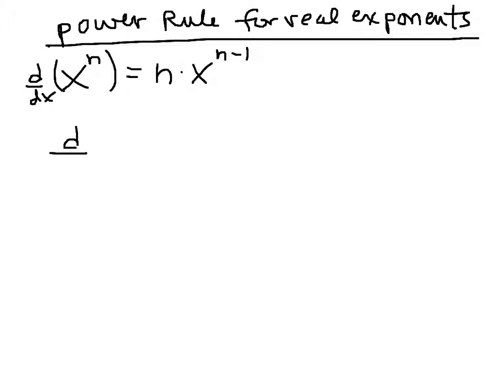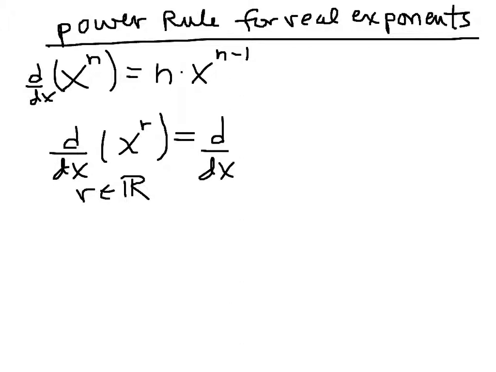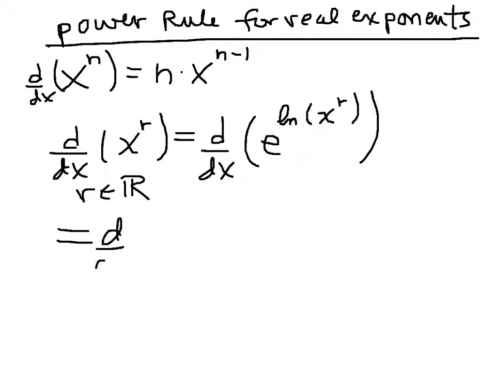So here's what we're looking for. We want the derivative with respect to x of x to the r, where r is any real number at all. And so we play the same game that we did before. We write this as the derivative with respect to x of e to the ln of x to the r. And we use our properties of exponents. And this is the derivative with respect to x of e to the r times ln of x.